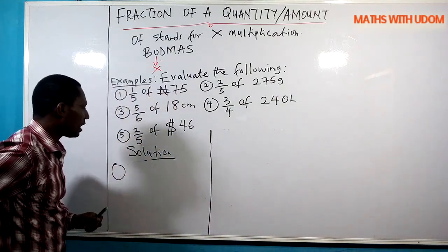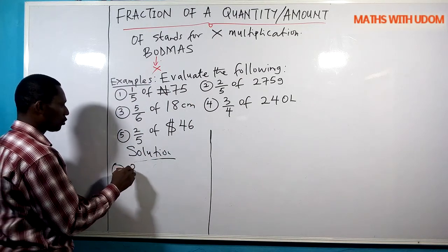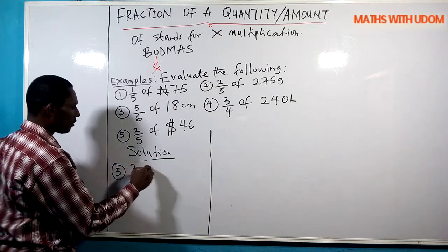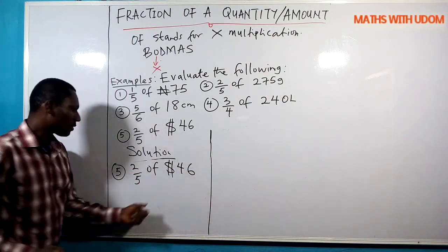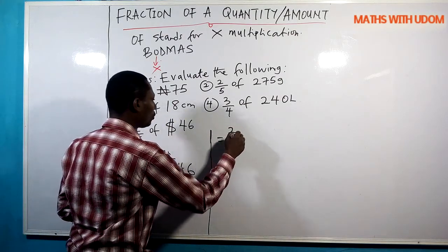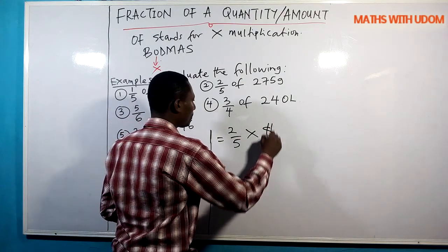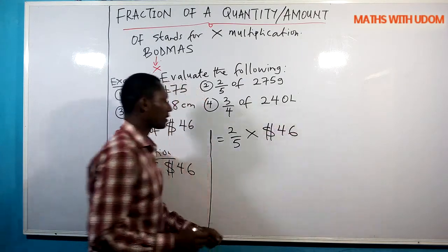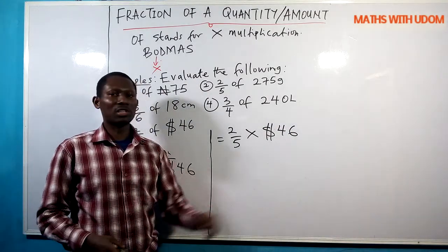So example 5. What do we have there? We have example 5, which is 2/5 of what? Of $46. So change the "of" to a multiplication sign. That gives us 2 divided by 5 multiplied by $46. If you check through, the denominator 5 cannot go through 46.